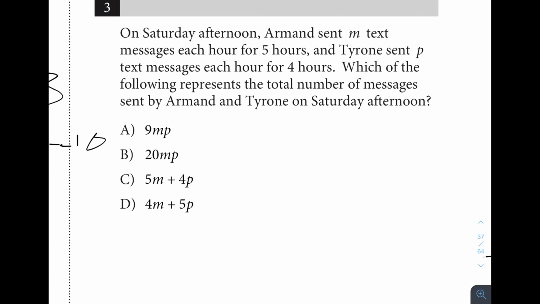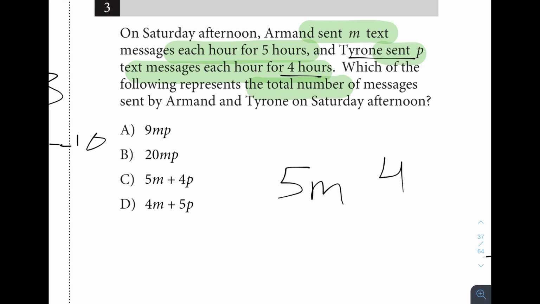Okay. Armand sent M text messages each hour for 5 hours, and Tyrone sent P text messages for 4 hours. Which of the following represents the total number of messages? So M text messages each hour for 5 hours, so it's going to be 5M because he's sending them each hour. And he's sending P each hour for 4 hours, so 4P. We can add those to get the total. So that's that answer choice right there.